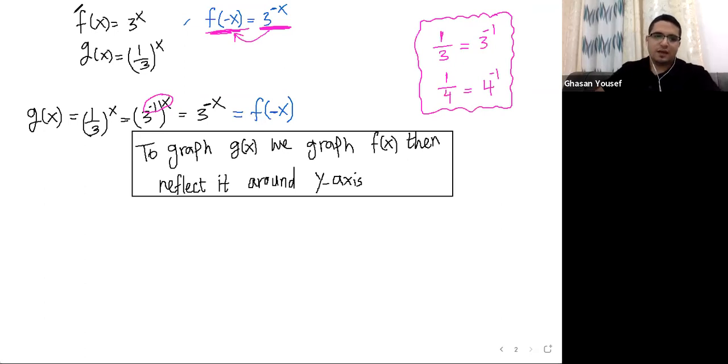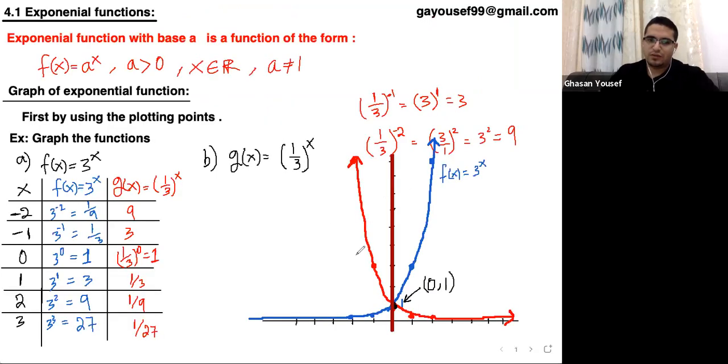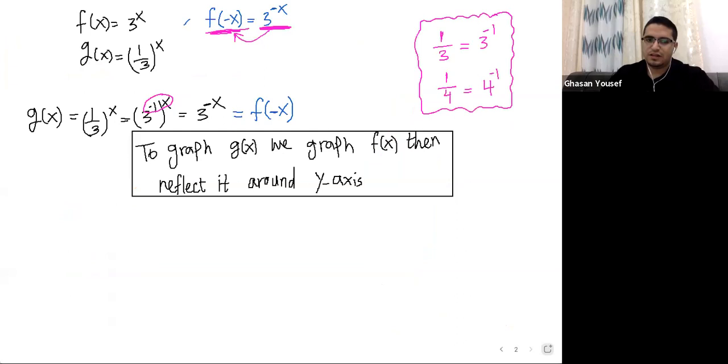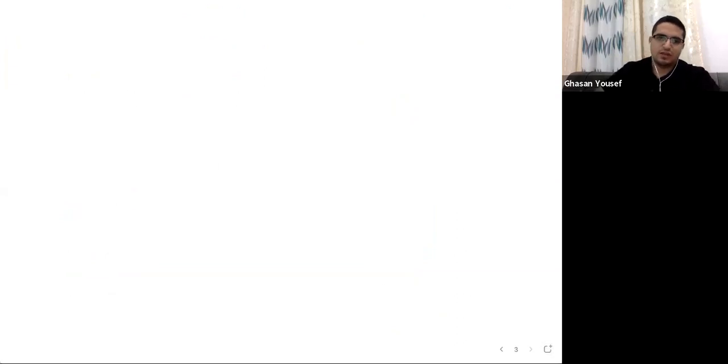Okay, so now I'm going to give you the general graph for any exponential function. So after we know how to graph these two things, I'm going to give you the general graph for any exponential function.